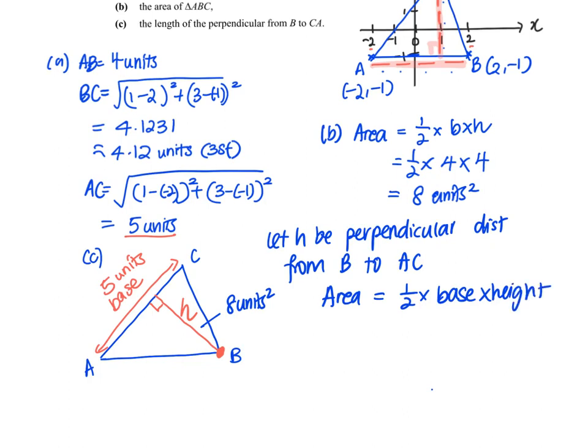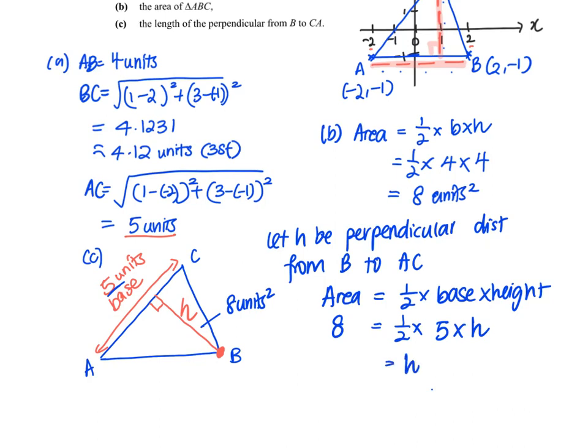And now the area we are given is already 8 from what we find in part B. Then half times the base is this number over here, 5 units. And the height we do not know, which is H. So now how do we find H?